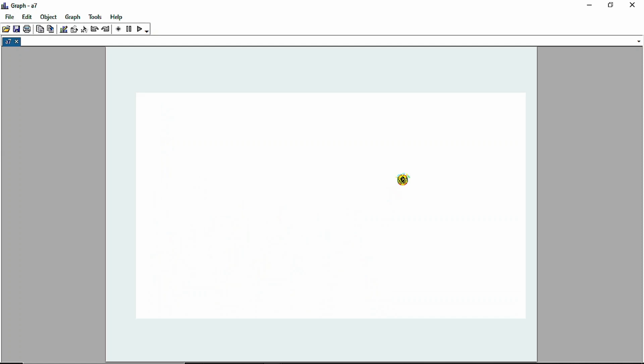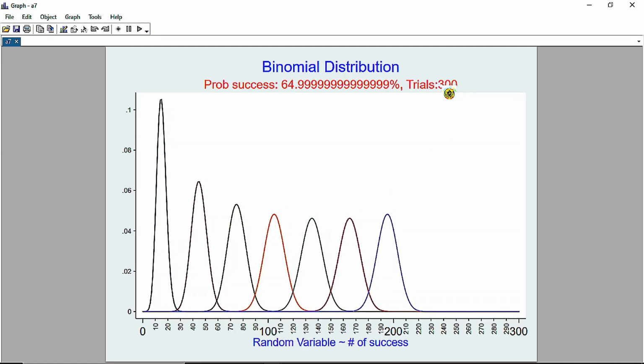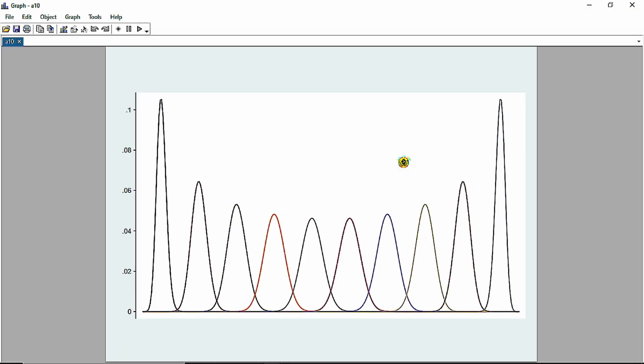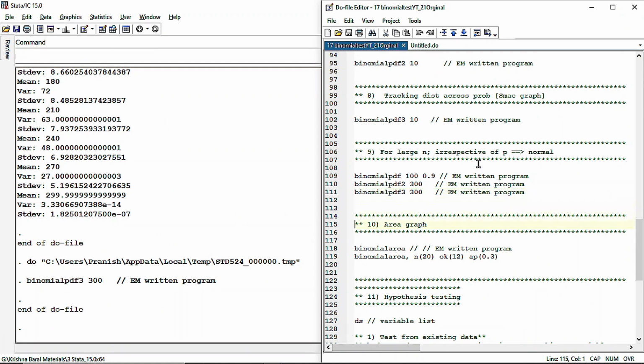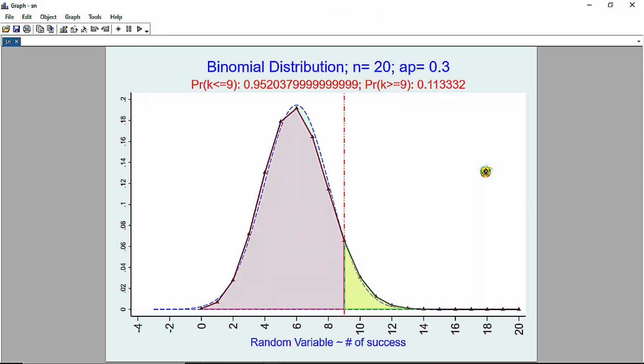When the number of trials is infinitely large, or large enough, the nature of the graph is a bell-shaped curve. In fact, it coincides with the normal distribution for the given mean and standard deviation. Now let us see the graph area. This is useful for hypothesis testing, and let us see what happens for a certain score.